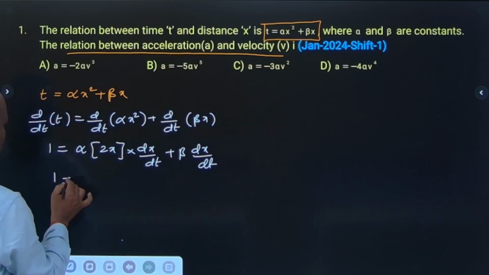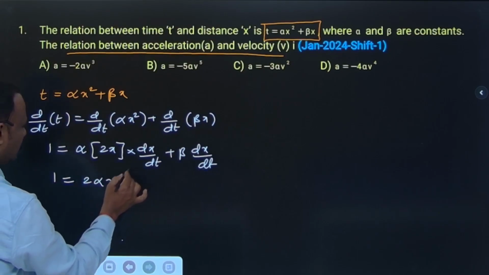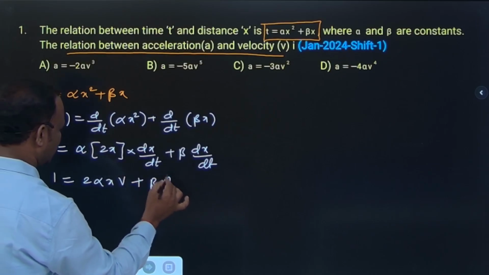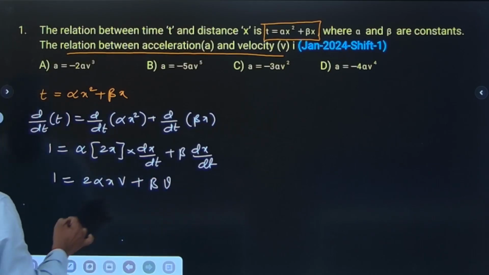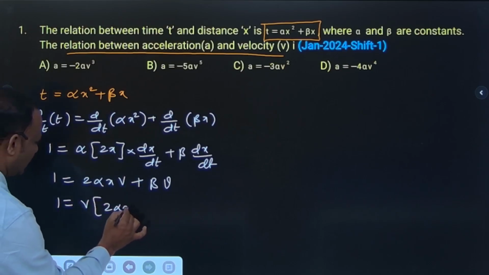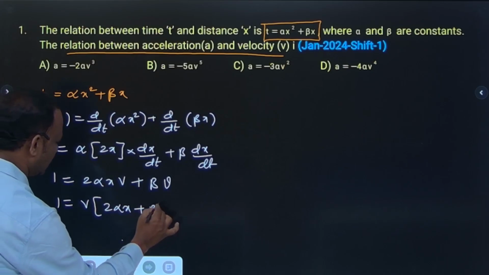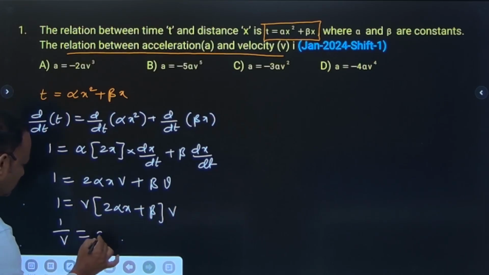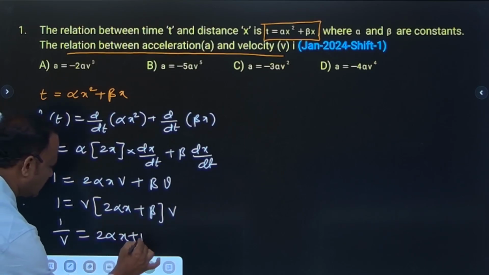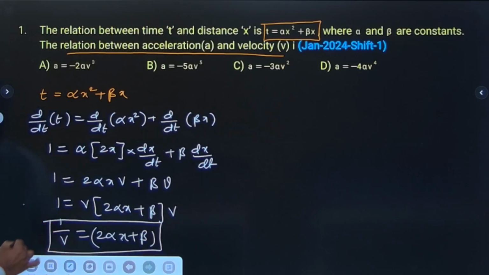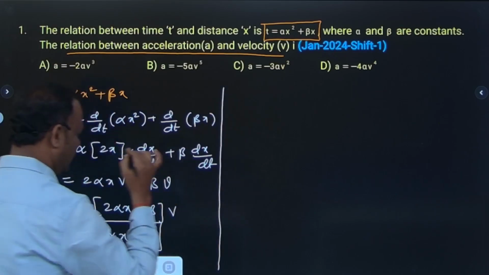1 is equal to 2 alpha x times dx by dt, which is velocity, plus beta times dx by dt, which is velocity. So now 1 is equal to v times (2 alpha x plus beta). From here, 1 by v is equal to 2 alpha x plus beta. This is the relation. Next, I am going for the second differentiation.